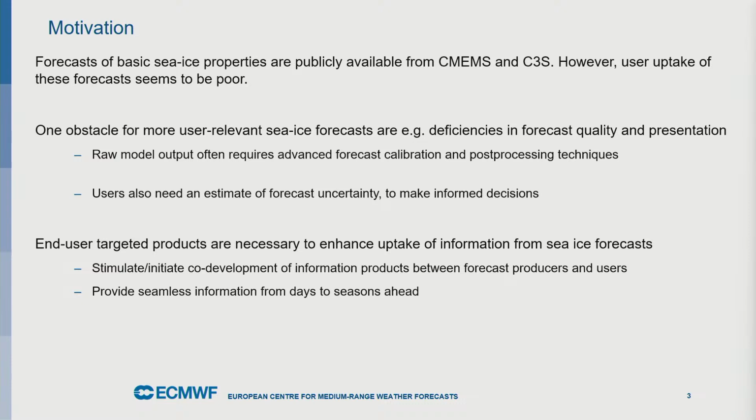A second one is that users also need information on uncertainty, and a lot of the information provided usually doesn't provide that. Also, another point is that end users ask for specifically tailored products, which can be quite different to what we usually look at on the scientific side. So this stimulates the co-development of the products between users and scientists. And another point I want to mention is that users especially also ask for information not only for the next couple of days, but something between days and seasons ahead.